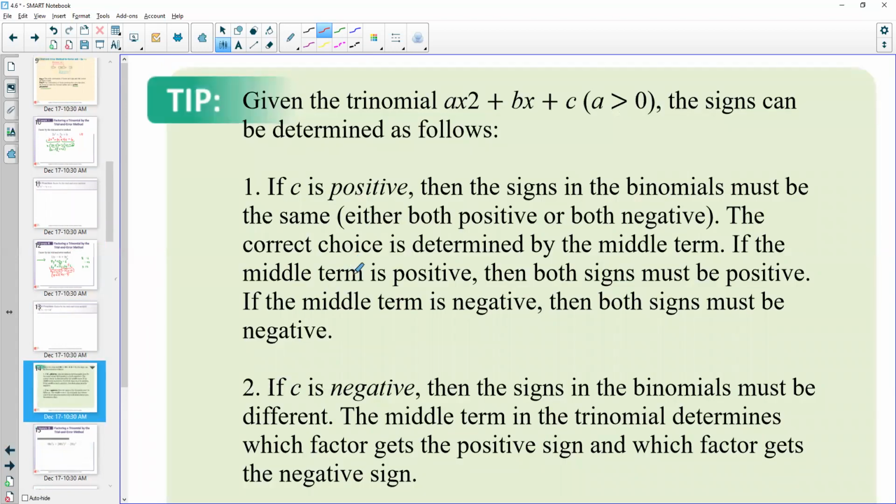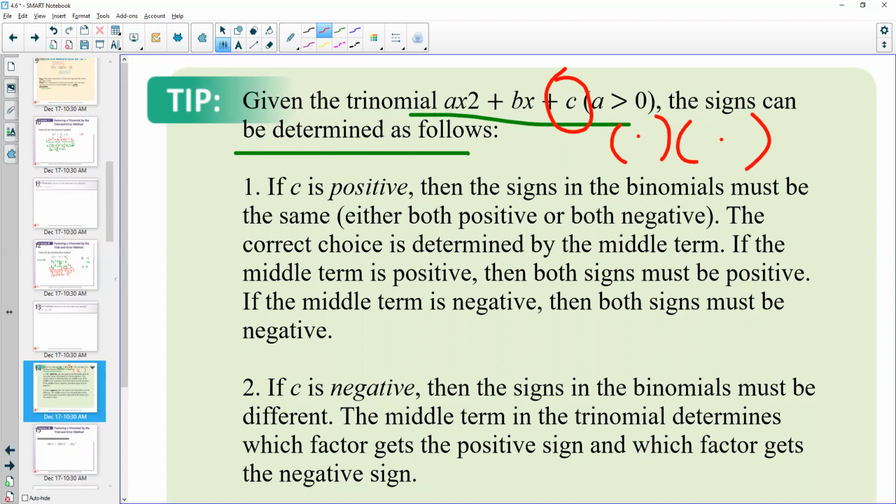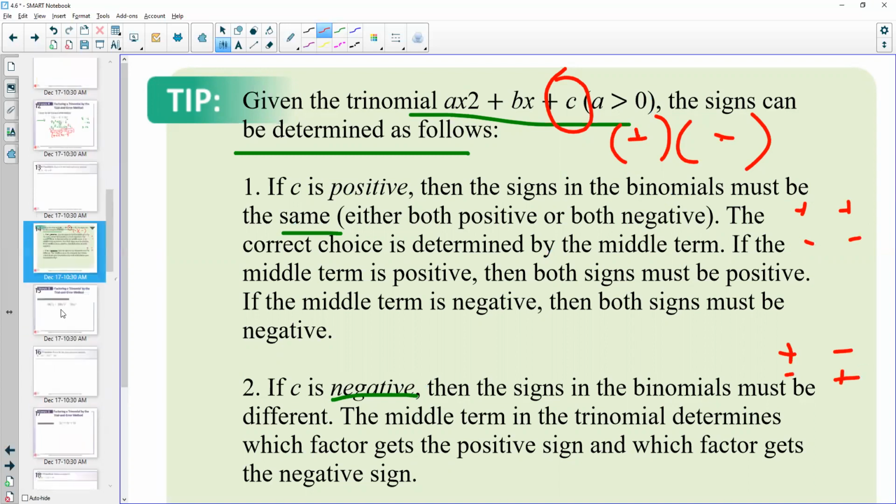One thing to note, in a trinomial, the signs can be given as follows. If C, this end coefficient, is positive, both of the signs in the binomials, these signs in the middle, are either pluses or minuses. In your binomial, the signs must be the same if C is positive. Either these are both positive, so we get plus plus, or minus minus. If C is negative, they have to be different, either minus plus or plus minus. That's where you get the negative sign from.